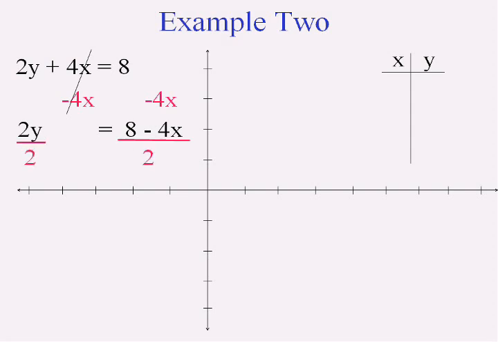Everybody. And I'll get y equals 4 minus 2x. Now, it's going to be much easier that way, and there's going to be way more reasons in the future for solving for y. So get used to, for cripe's sake, solve for y.